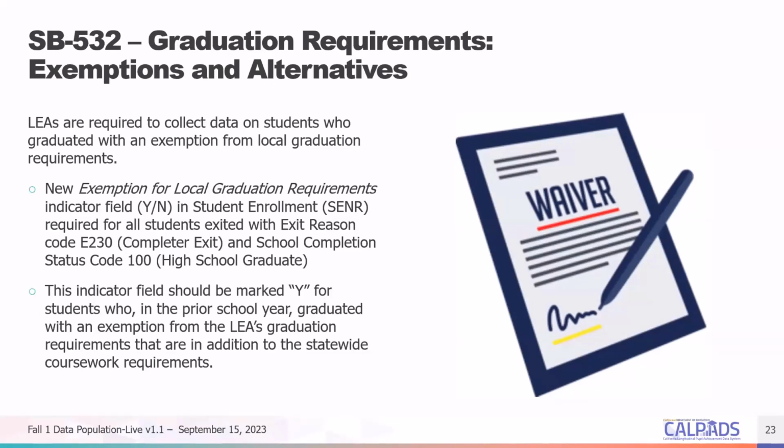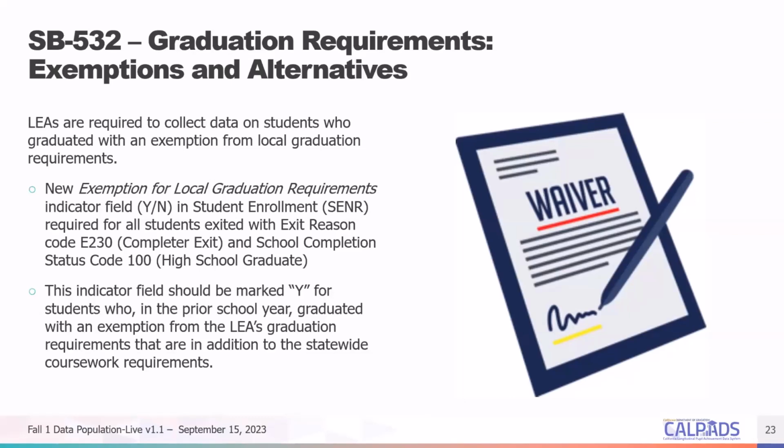Using the new exemption for local graduation requirement indicator field, LEAs will annually report the number of pupils who, for the prior school year, graduated with an exemption from the LEA's graduation requirements that are in addition to the statewide coursework requirements. This data shall be reported for pupils graduating in the 4th year and 5th year cohorts and should be disaggregated by cohort, pupil category, race, and disability status.